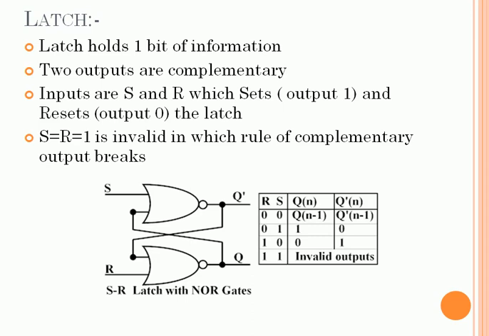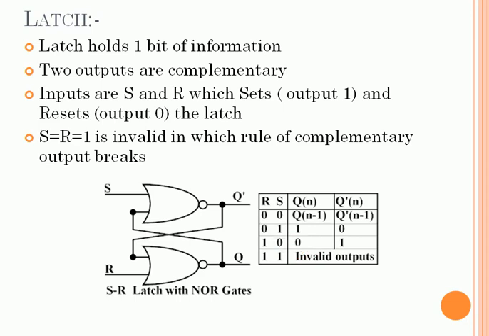And when we provide the inputs S is equal to 1, R is equal to 0, the output of the latch will be 1 and the Q bar, the complementary output, will be 0. So in this state the latch is going to be set. If we provide S is equal to 0 and R is equal to 1, then the output will be 0 and the complementary output will be 1. That means the latch is going to be in the reset state.